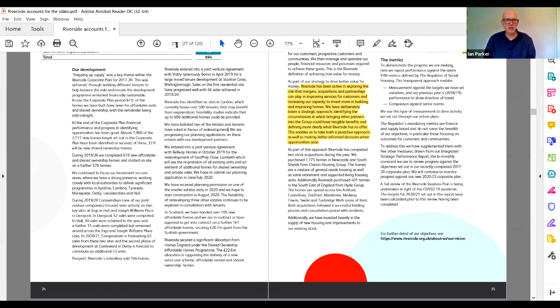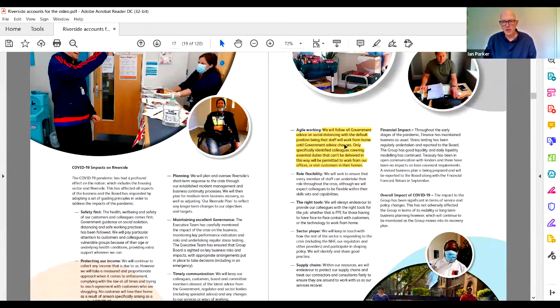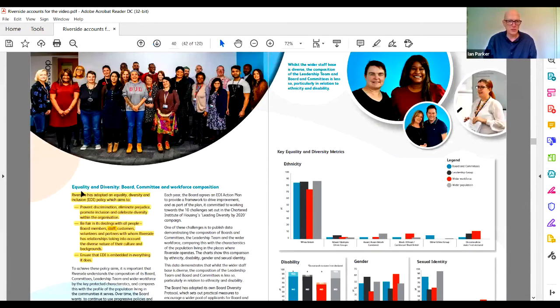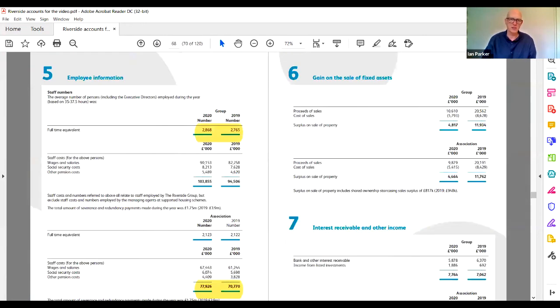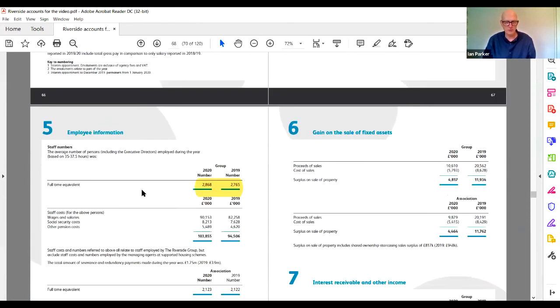How many employees do they have? Well, again, there's a note that explains it and also talks about how they're going to work going forward. They talk about agile working, which is there. And of course, with COVID-19, they've had to enhance their facilities. They talk about equality and diversity, both within the board, committee, and workforce. So it's useful to know that as well. And on page 68, note 5, again, the notes were referred to within the financial statements. It tells me that they employ nearly 3,000 people.